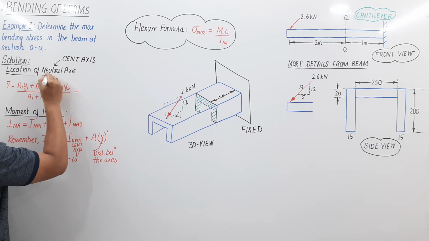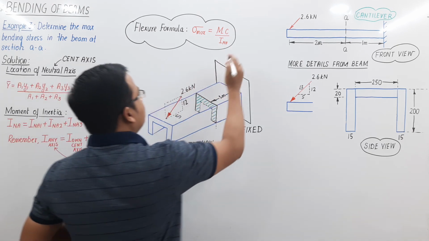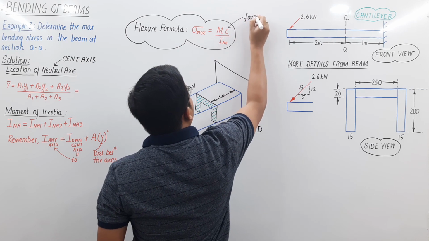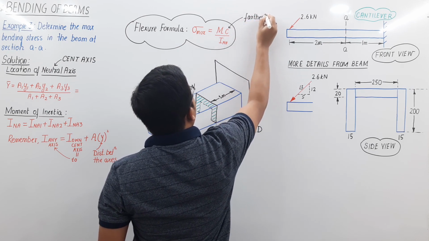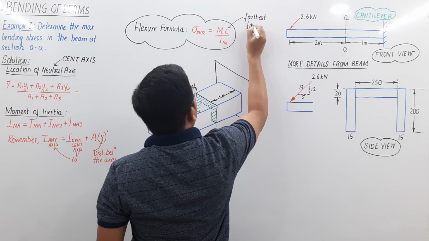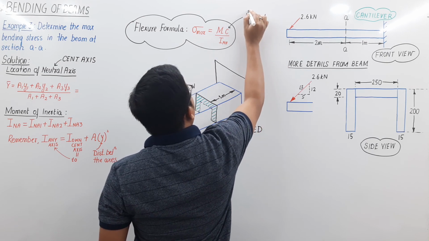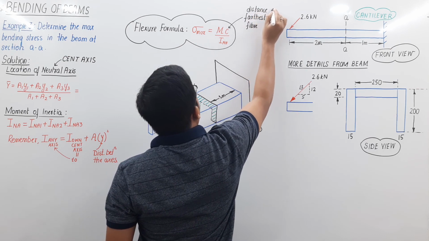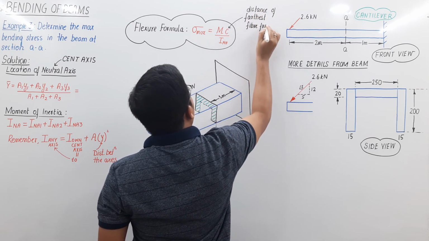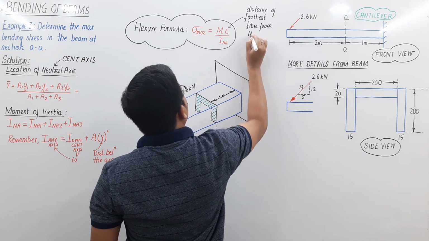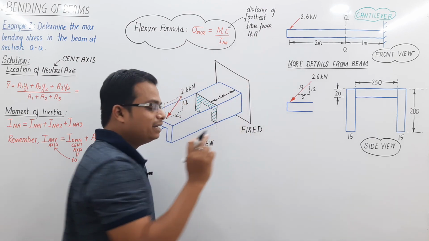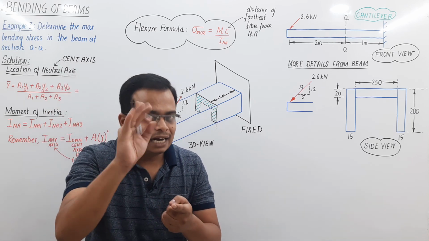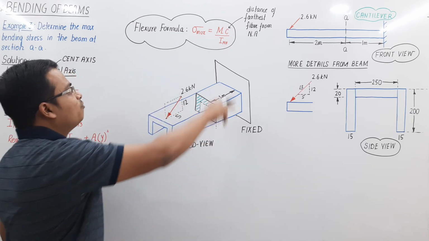Location of the neutral axis. Once you get the location of neutral axis, you will realize what this is. What is C? C is nothing but the distance of farthest fiber from the neutral axis. So once you know where the neutral axis is situated, you'll get to know where the farthest fiber is, and it is at that fiber you're going to get the value of maximum bending stress.